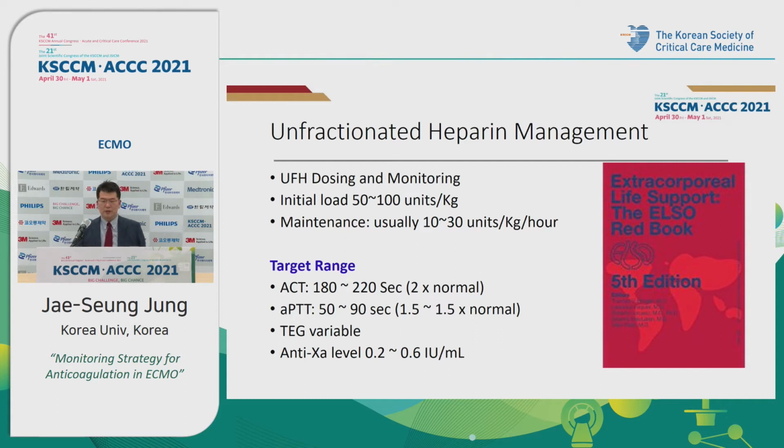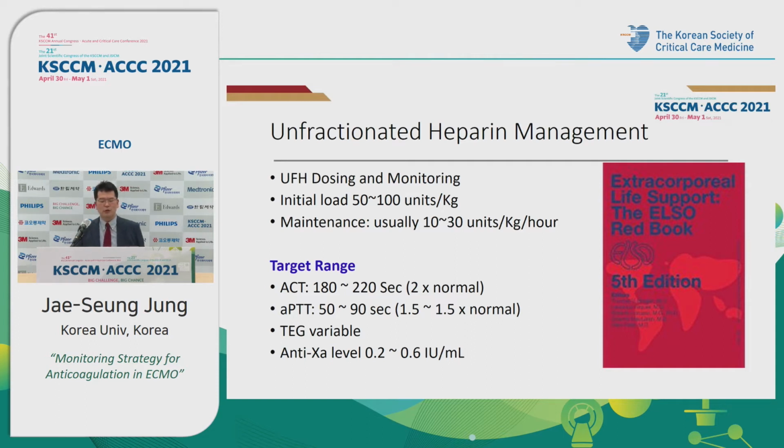Unfractionated heparin management. Traditionally, ACT has been used as basic monitoring for heparin anticoagulation. We usually inject heparin from 50 to 100 units per kilogram before cannulation. Maintenance dose is from 10 to 30 units per kilogram per hour.